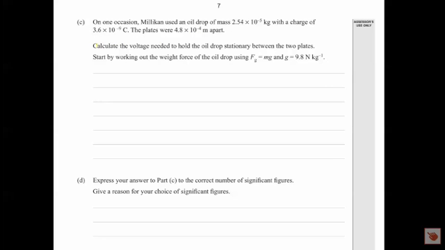Let's give ourselves a goal to work towards. Calculate the voltage needed to hold the oil drop stationary between the two plates. Tells us how to start. Work out the weight force of the oil drop using this equation they give us and all the information we need. That's great. I'm going to quickly make a note here that the main question is to find voltage.